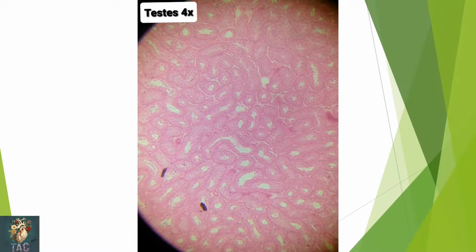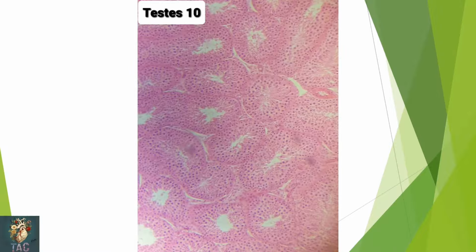This is the slide of testes at lower magnification, and this is the same slide at higher magnification, in which you can see the large number of the seminiferous tubules which are lined by basically two types of cells. One are the spermatogenic cells in different stages of development, and the other are the supporting cells, the Sertoli cells. The surrounding connective tissue is also called the tunica propria, which contains the interstitial cells of Leydig.